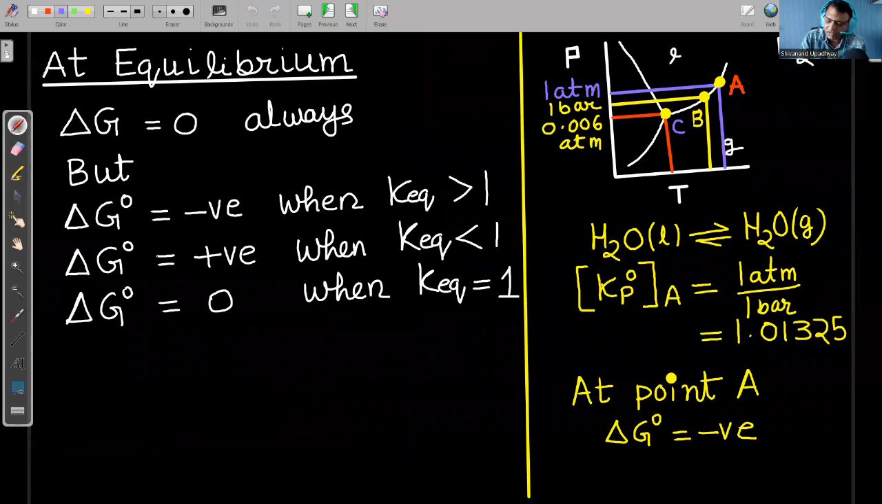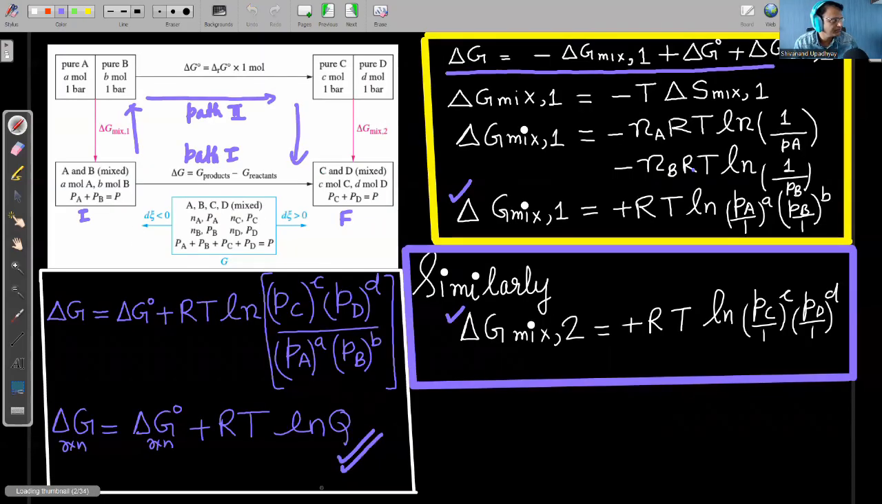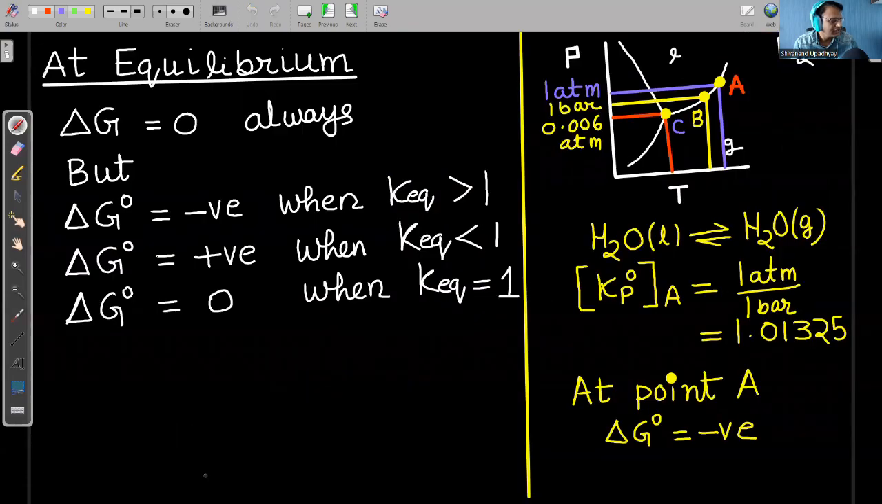Now at equilibrium, we know that equilibrium means the minima on this Gibbs free energy versus extent of reaction graph. This is equilibrium. So at equilibrium, we can say that delta G of the reaction is always 0 because Gibbs free energy of the system is minimum.